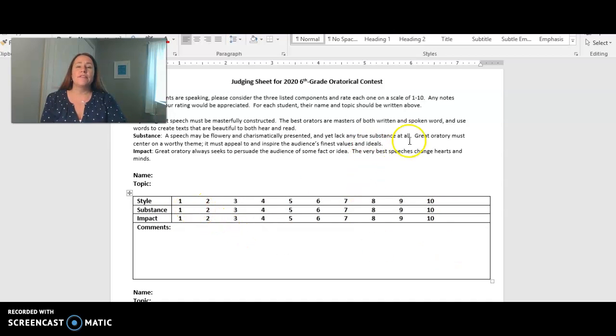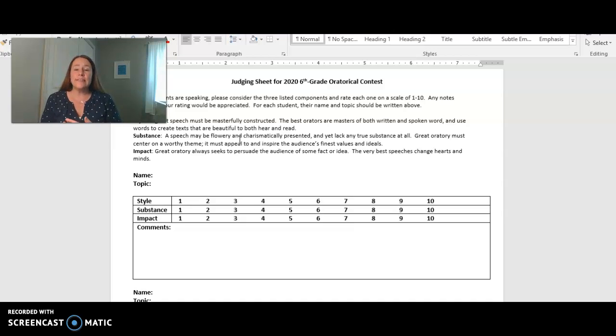Now remember, the style is things like looking at did they have an interesting story or interesting way of speaking? Did they use body language? Did they have good eye contact, or as best as you can have when you're speaking to a computer? Did they stand up straight? Did they vary the pacing and the inflection of their words? Those sorts of things are the style.